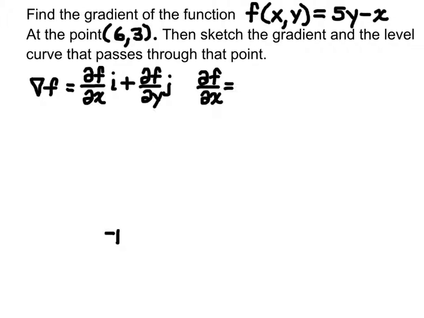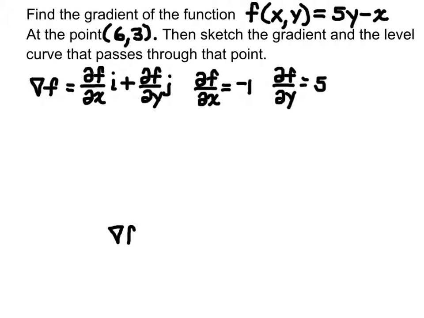And then the partial derivative of f with respect to y is equal to 5. So the gradient of f is equal to negative 1 times i, which is negative i, plus 5 times j, which is 5j.